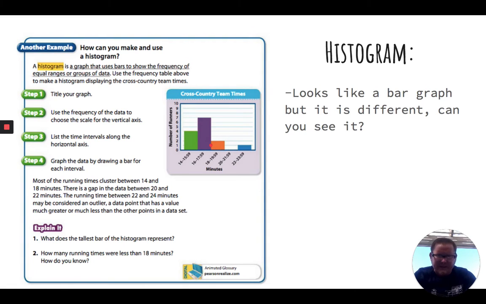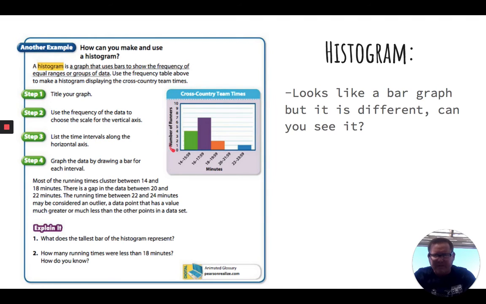But the rest of these here are exactly right on the line. Okay, and that's because a histogram uses the bars to show the frequency in the equal number of ranges in the groups of data. So first, here's your title, cross-country team times.